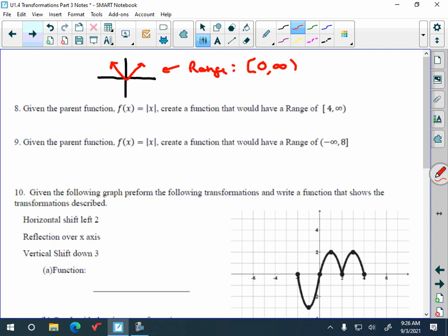All right. So if this equation has a range of 0 to infinity, what would I have to do to that graph to make it 4 to infinity? No. You don't want to flip it sideways.